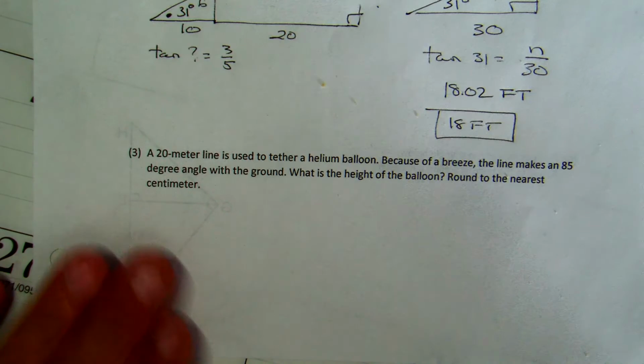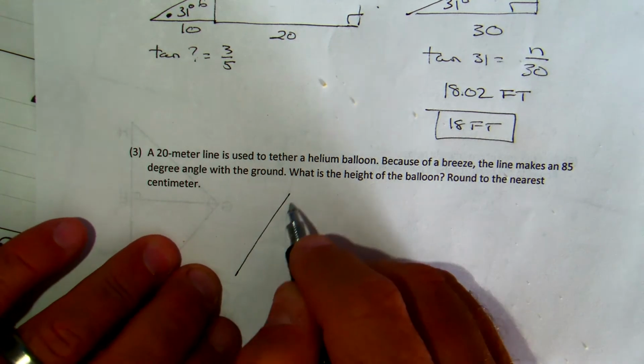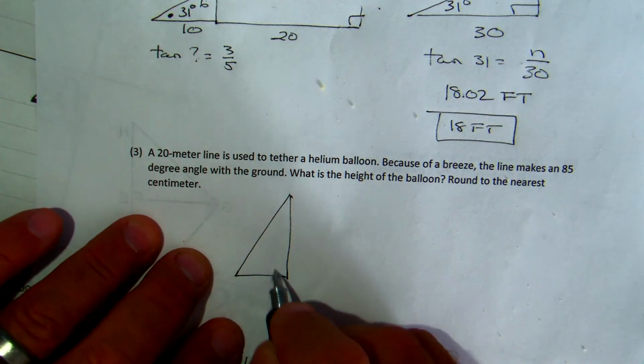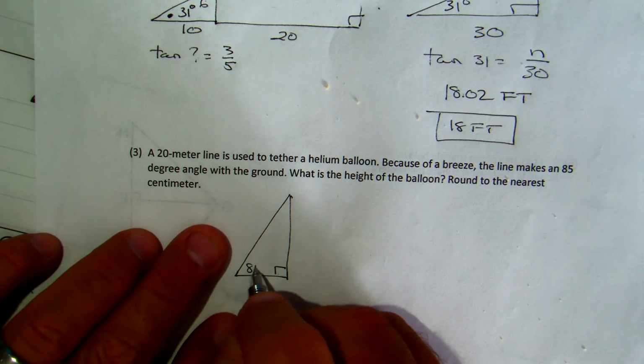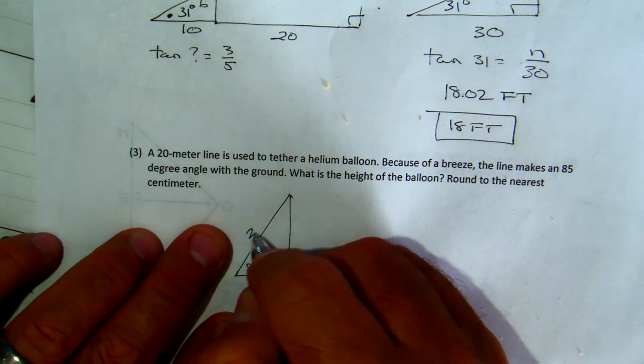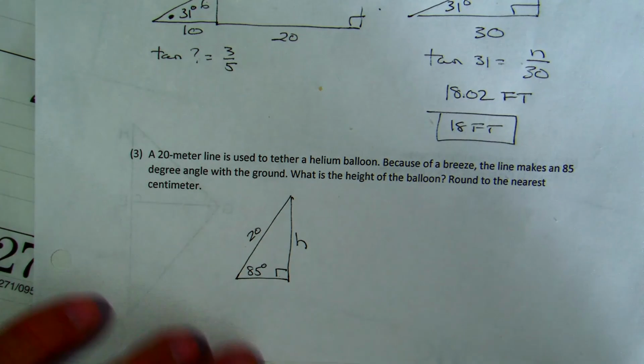Number 3, a 20-meter line is used to tether a helium balloon. Because of a breeze, the line makes an 85-degree angle with the ground. What is the height of the balloon, rounded to the nearest centimeter? All right, so I got a tall triangle rather than a short, wide triangle. This is the 85-degree angle they're talking about. This is the 20-meter line, and that's the height we're talking about.